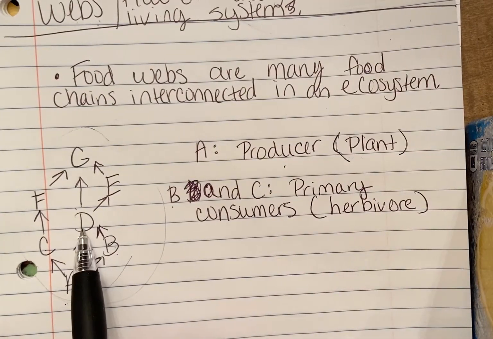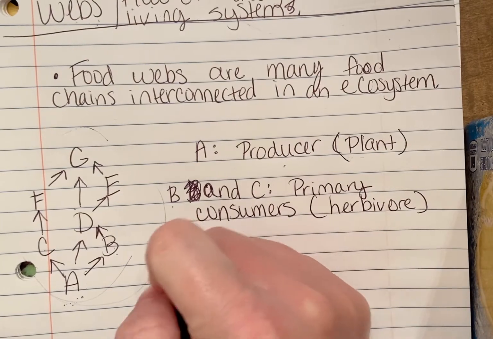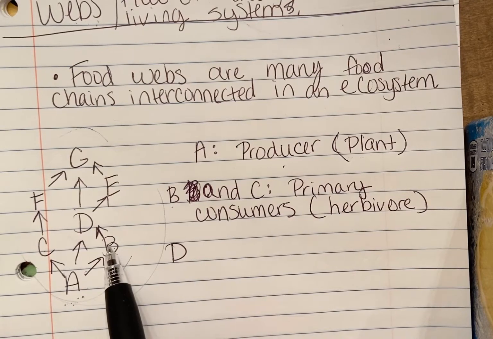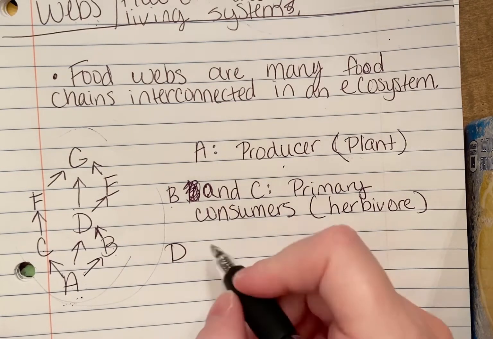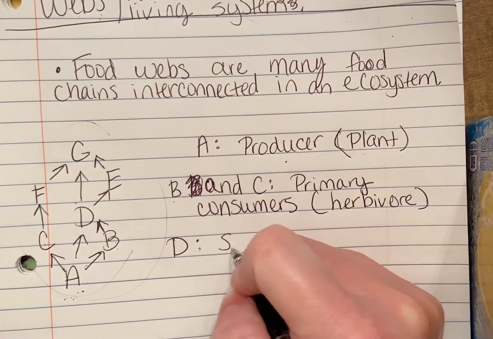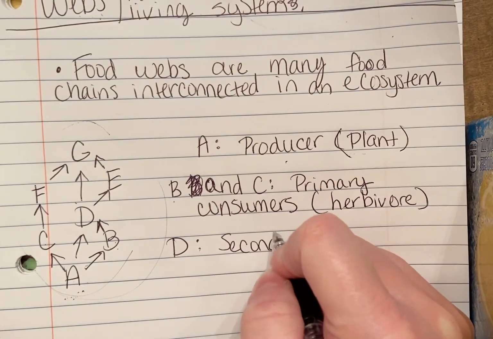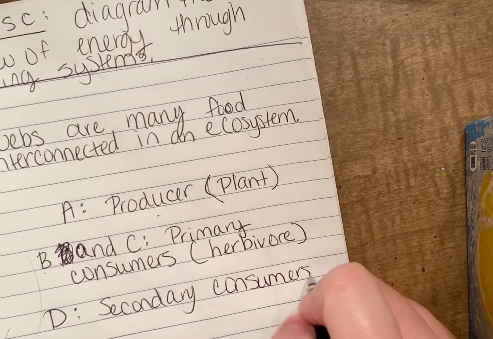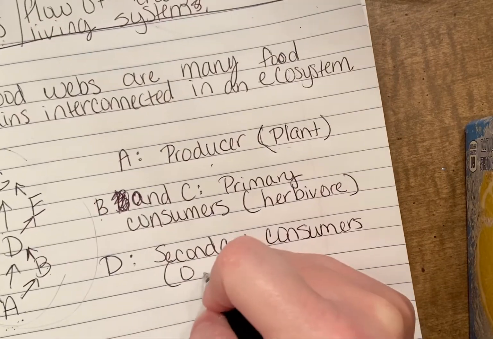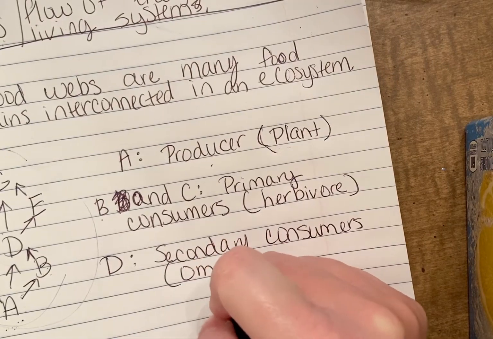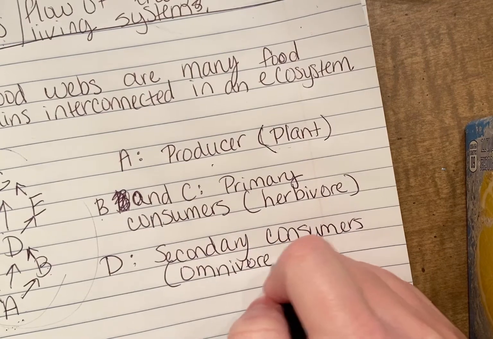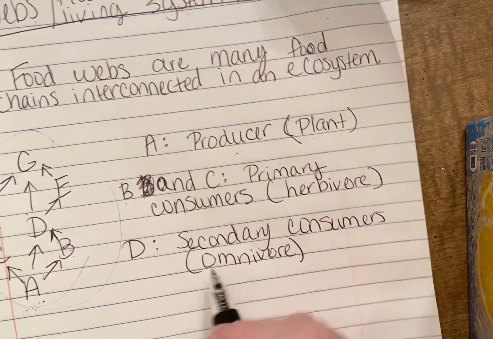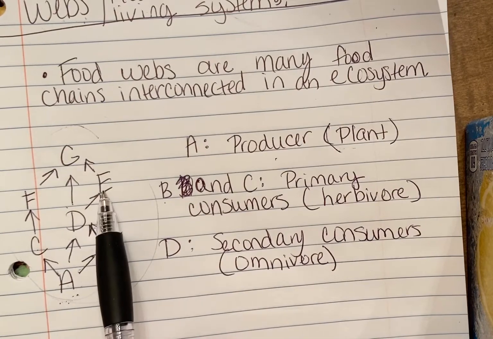Now let's look at D. D gets its energy from A, which is a plant, but also D is getting its energy from a herbivore. So therefore, D is a secondary consumer. Secondary consumers can be omnivores. Omnivores are organisms that eat plants and animals. Humans are omnivores.